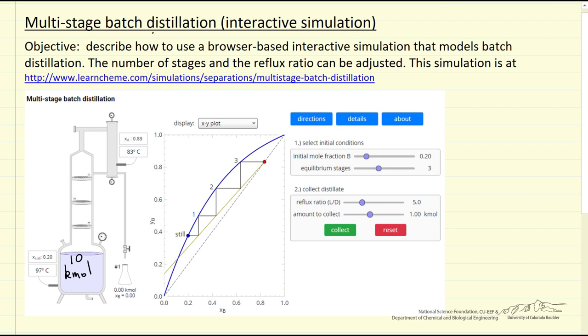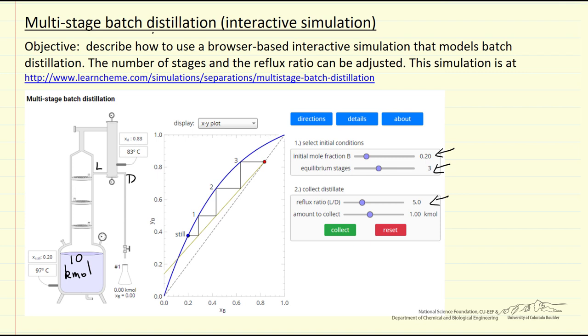The mole fraction of the more volatile component is 0.2 in this case, and that was set with a slider. We also set the number of equilibrium stages, in this case 3, and the reflux ratio, L over D, where L is the liquid flow rate, D is the distillate flow rate.